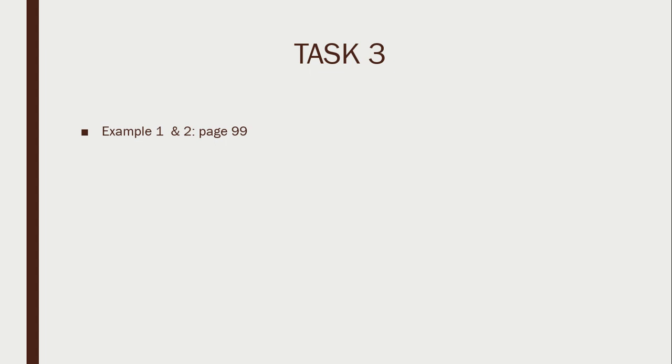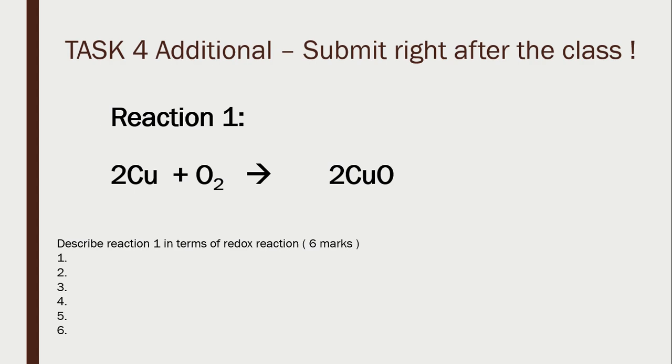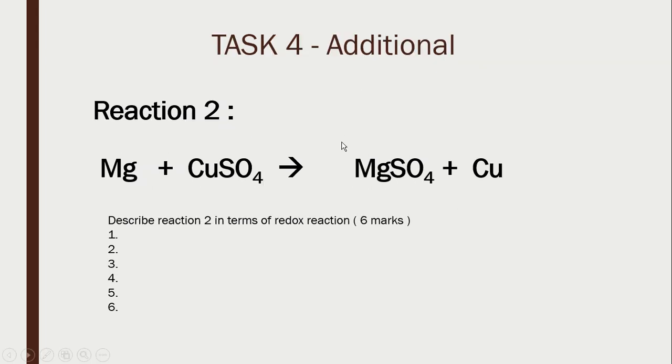So the next task is task 3 in your module, page 99, example 1 and example 2. There is another additional exercise. For example 1 here, you have to describe 6 points, the same as the slide I gave just now. You have to submit this right after the class. I gave 2 reactions; for the second reaction, also 6 points. In terms of redox, you can choose either one: electron transfer, hydrogen, or oxygen. You have to think based on the equation.